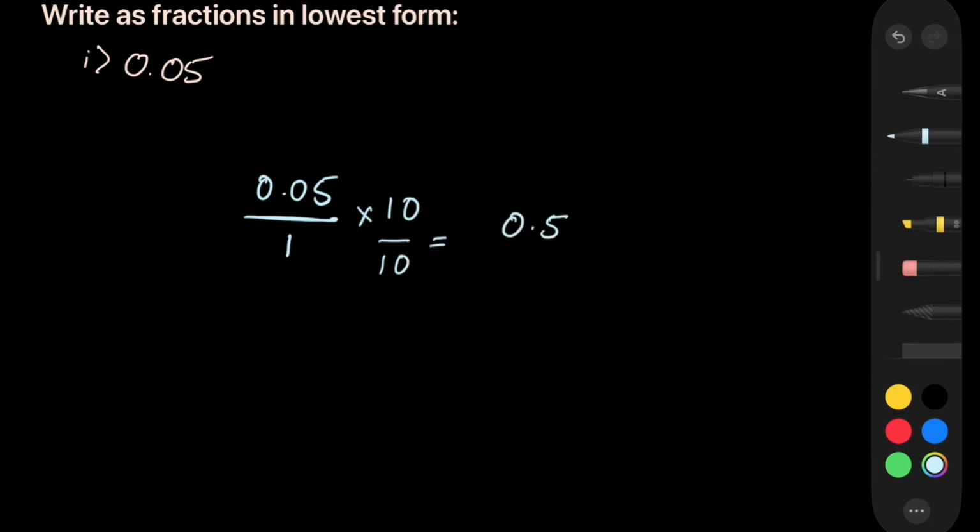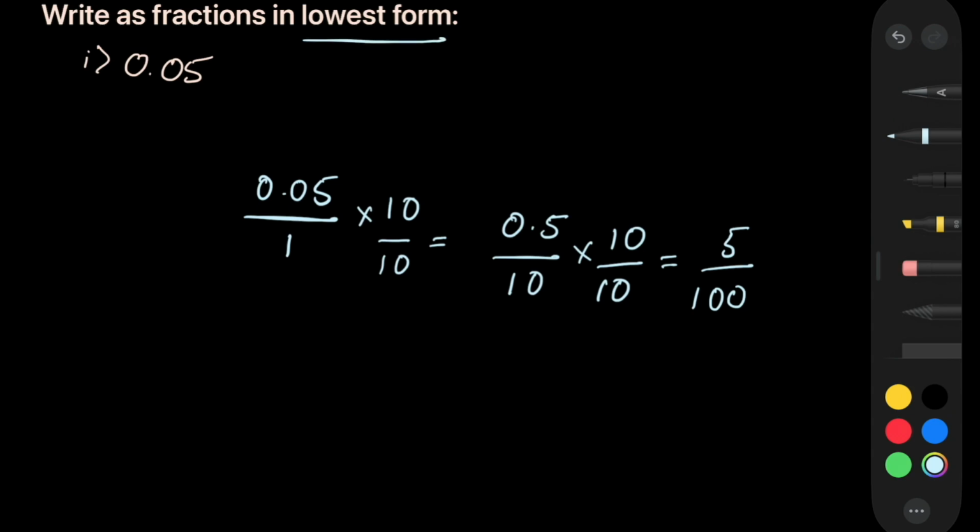This gives us 0.5 by 10. Once again, we multiply both numerator and denominator by 10 to give us 5 by 100. Now to write in its lowest form, we need to take the HCF of 5 and 100. Now, since 5 is a factor of 100, the HCF of these two numbers is also 5.